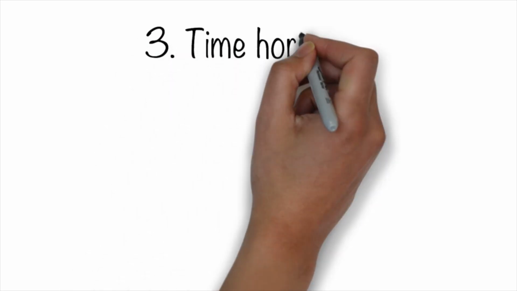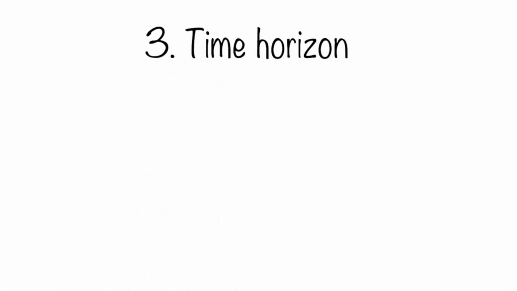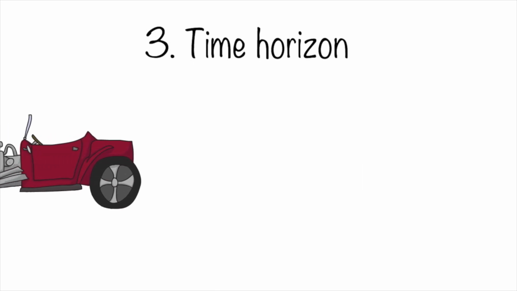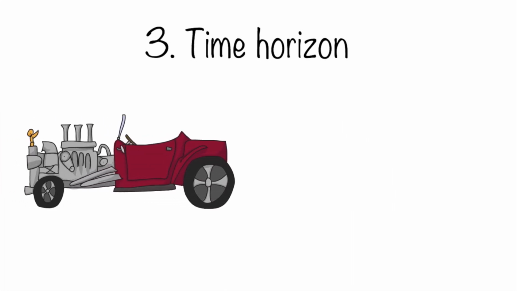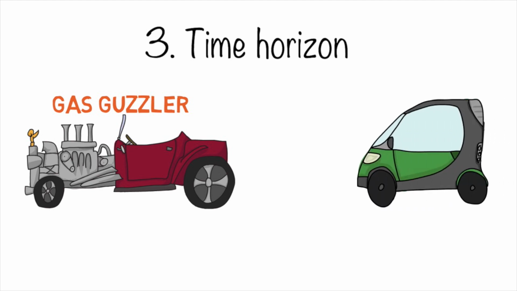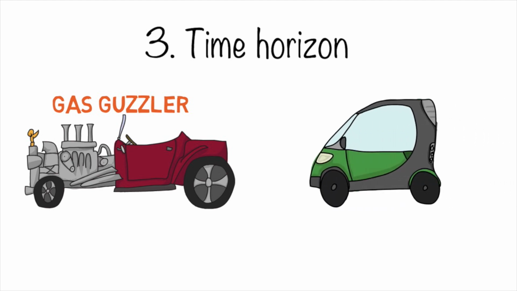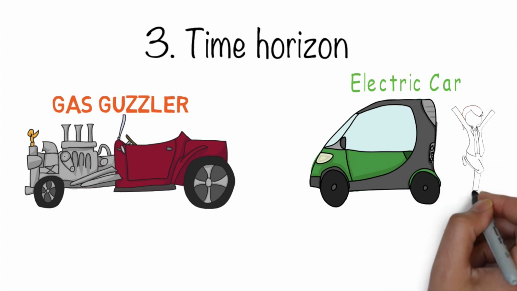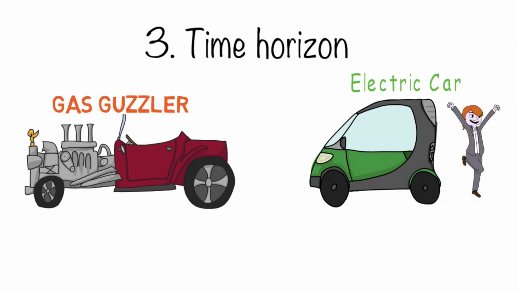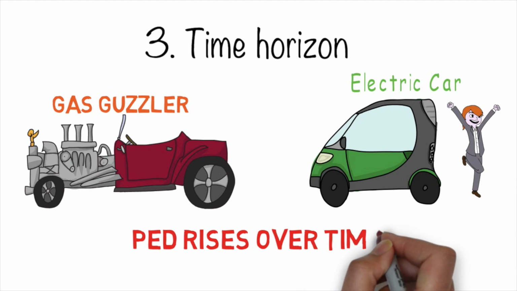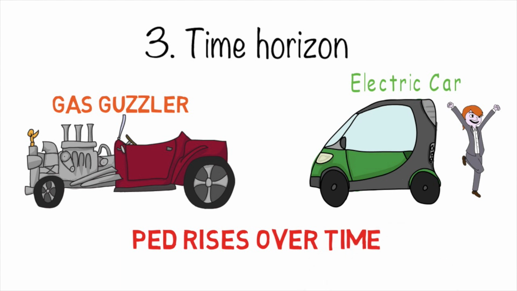Number three then is your time horizon. So in the short term, for example, if there was an oil price hike and a hike in the price of petrol and you drove a gas guzzling machine, what you would tend to find is you would try to move away from that over time and maybe try and purchase an electric car. And in that case, the price elasticity of demand for the gas guzzler would increase over time. It would become more elastic over time.